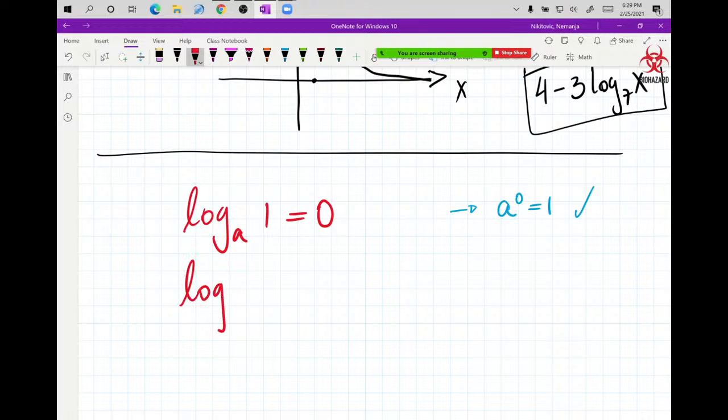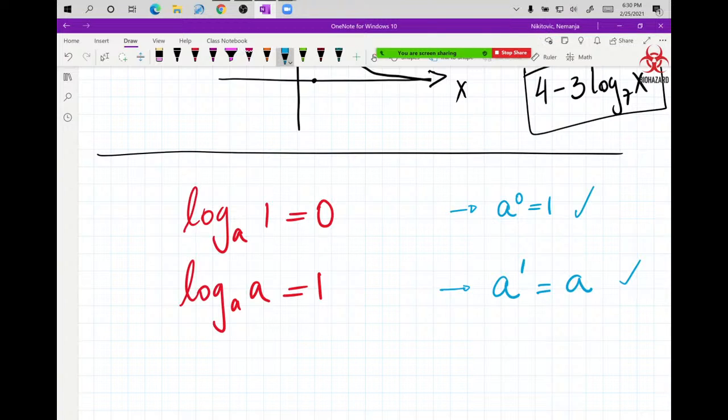Okay, another one. Log a of a is always equal to 1 if the numbers are the same. So log 3 of 3 or log 100 of 100. And that is a to the 1 is equal to a. Well, yeah, that's another algebra case that we know.